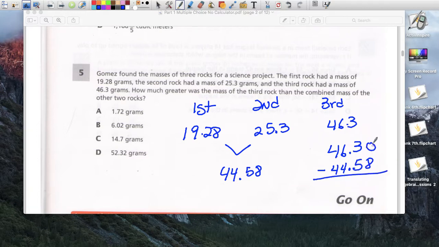And let's do some borrowing. The 6 becomes 5, 13 becomes 12, and 10, 2, 7, and 1. It's heavier by 1.72 grams. And we have an answer right here.